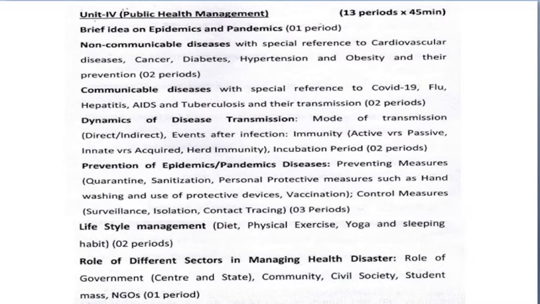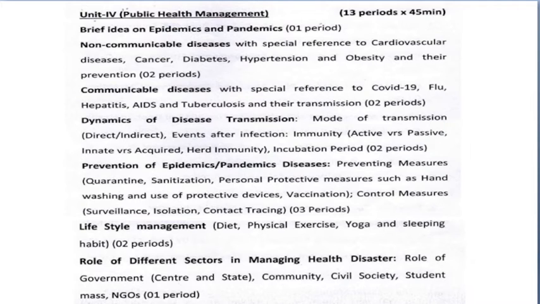Then dynamics of disease transmission, means the mode of their transmission. There are two modes, direct and indirect. You will know during your lectures. Then events after infection, that is immunity, active immunity versus passive immunity, innate versus acquired. What do you mean by herd immunity? That we have learned during the COVID period. Then incubation period. Then prevention of epidemics or pandemic diseases.